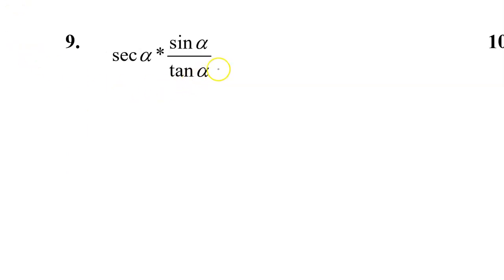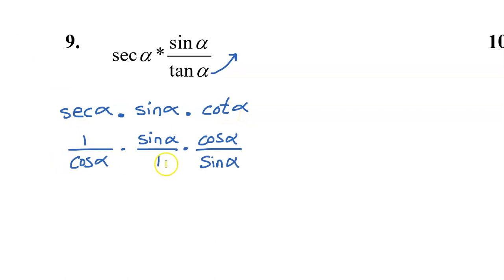For number 9, I'm going to start by moving tangent out of the denominator and turning it into its reciprocal, cotangent. So now we have secant alpha times sine alpha times cotangent alpha. Let's rewrite each of these in terms of sine and cosine. So now we have this.